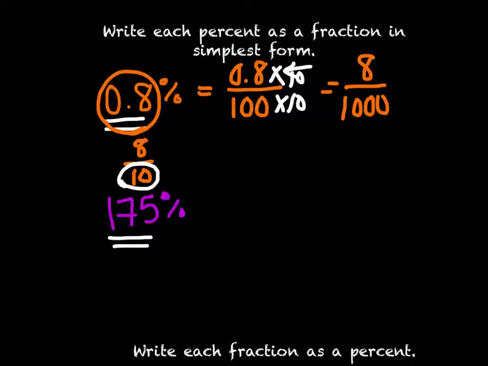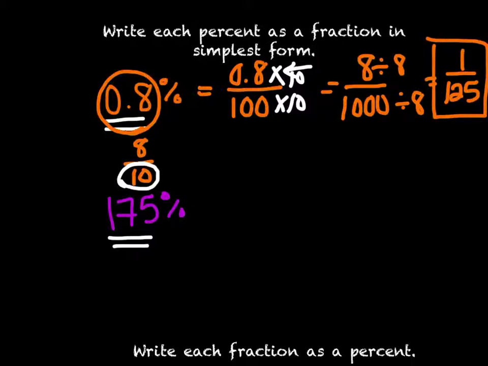From there, we could then also simplify this. If we were to simplify this, we could divide the top by 8 and the bottom by 8, and we'll end up getting 1 over 125. So our equivalent fraction is 1 over 125.